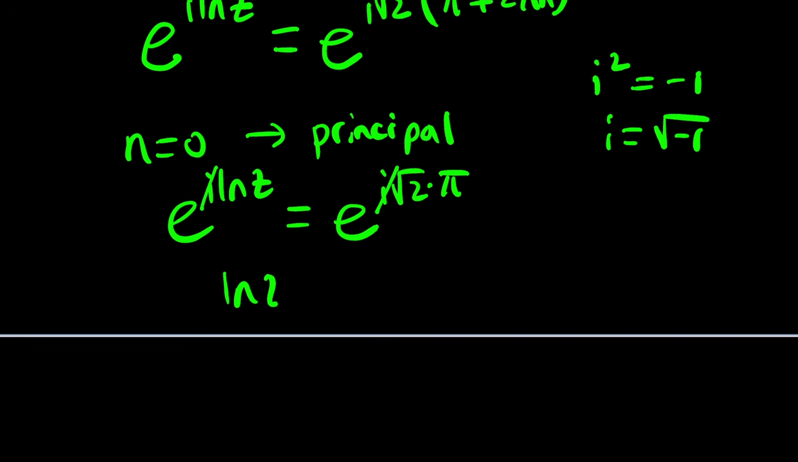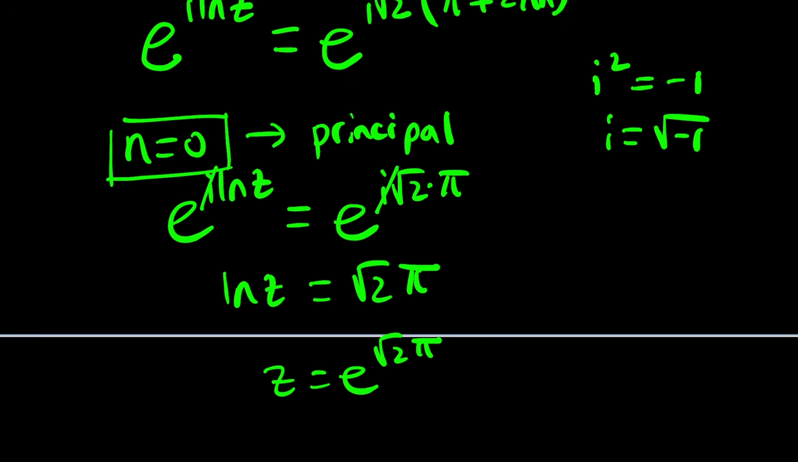From here, we get ln z equals root 2 pi, which is fairly interesting, right? And from here you get z equals e to the power root 2 pi. But are those the only solutions in this case? Of course, we're talking about n equals 0, a particular case.